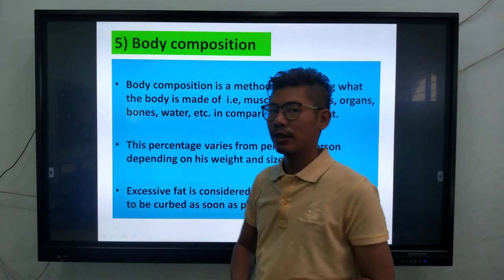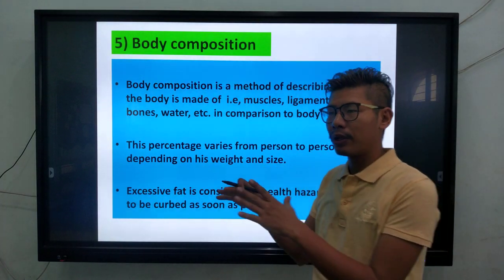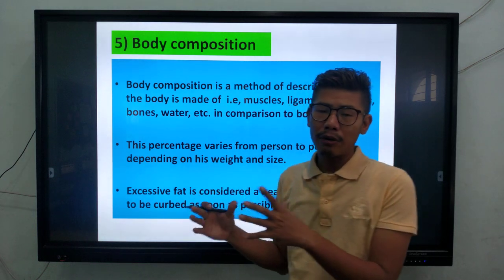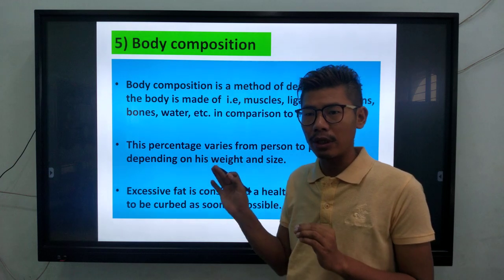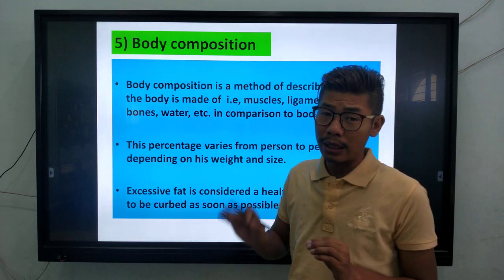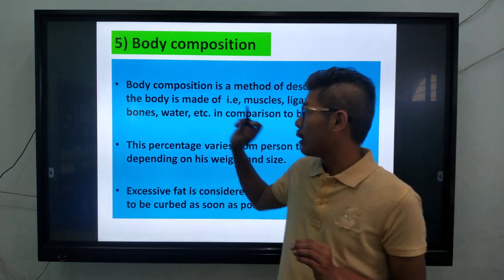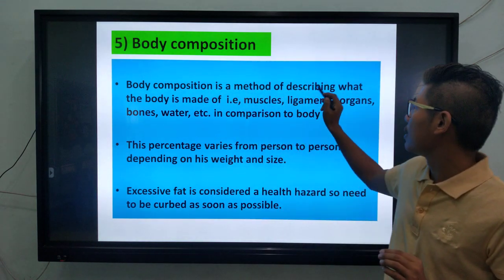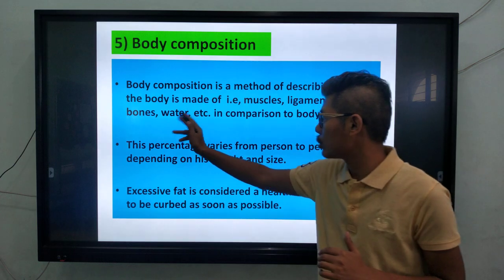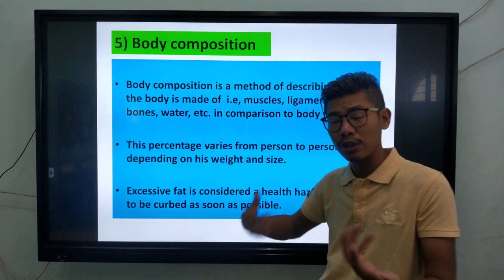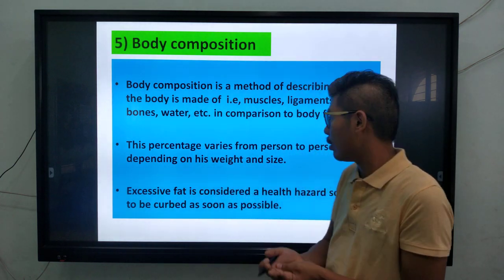Body composition. Body composition means what your body is made of. Your body is made of different parts, and if there's any excess in your body, it will also harm your body. That is called body composition. So body composition is a method of describing what the body is made of: muscles, ligaments, organs, bones, water, etc. These are the parts which the whole body is made of, and so on.